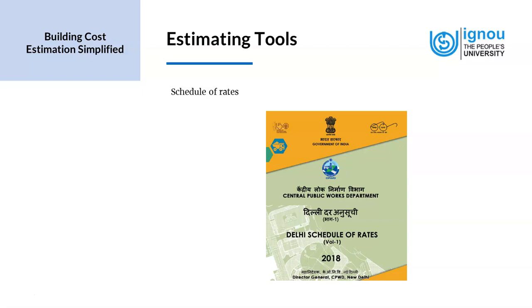So there are rates published in these schedule of rates, and it is usually used in government projects. Normally in government projects, whatever we quote are based on these rates. It is important for an estimator to be familiar with the relevant schedule of rates. What is applicable in Tamil Nadu may not be the case in maybe Delhi.